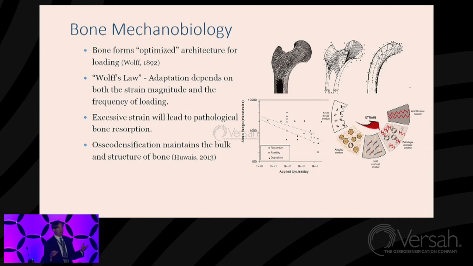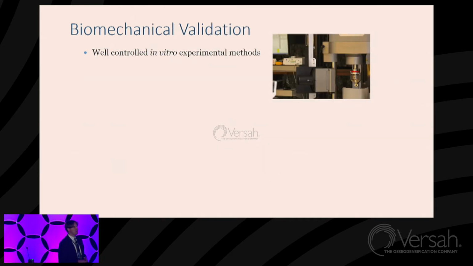And the idea of osseodensification that Dr. Hues had when we first met was that he wanted to maintain not only the density but also the structure of the bone, or even improve the stiffness and strength of the bone by reorganizing it, in order to improve the biomechanics as well as the mechanobiological response of the bone. So he asked me to work with him to validate this technique, this idea, and do it in a well-controlled laboratory experiment.